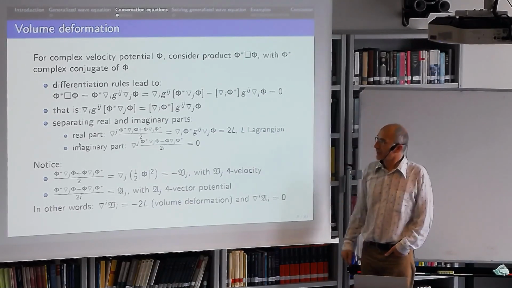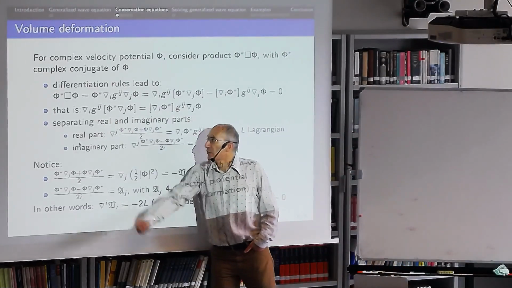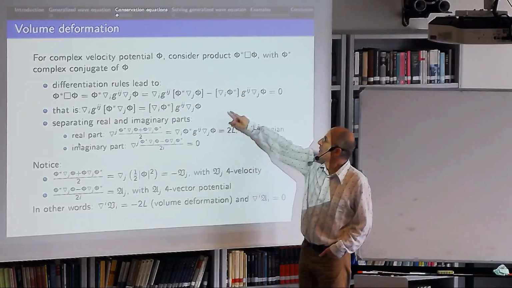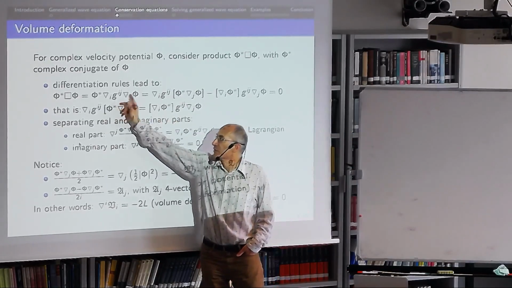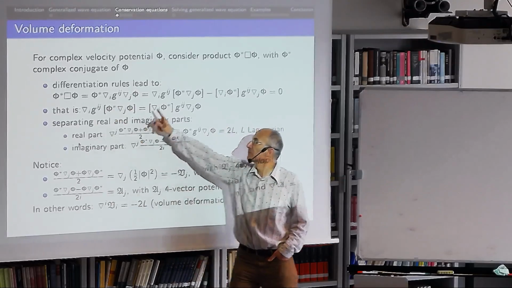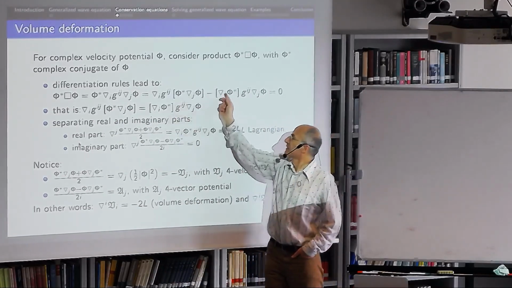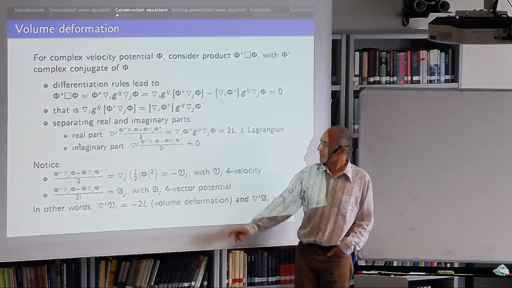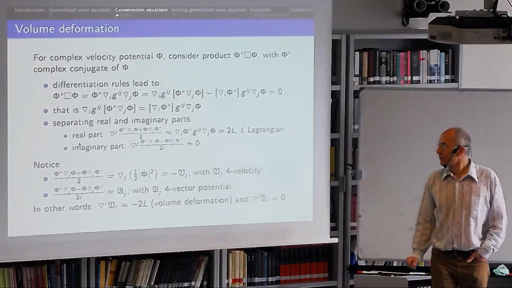Using the differentiation rules, we come to this equation here, which is just the fact that it's 0. We developed here just normal derivation formula. And then we can say that the two terms here are equal to 0. Then we can separate it into a real and imaginary part.